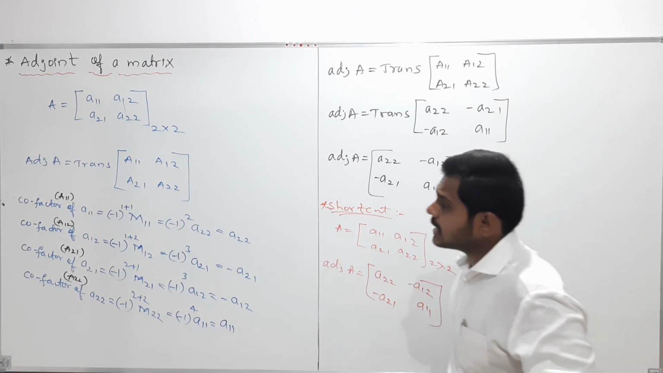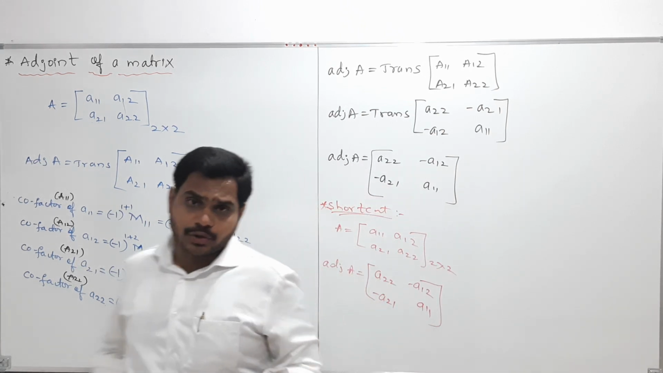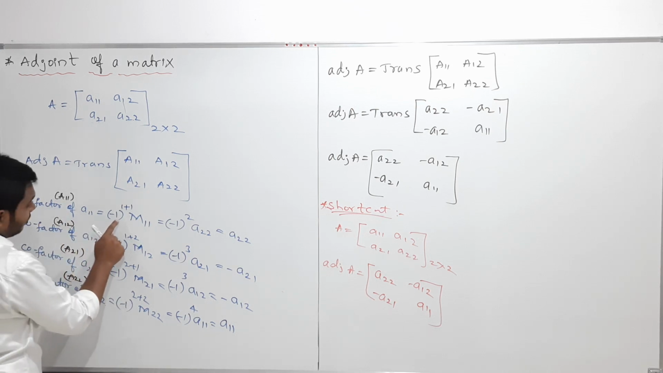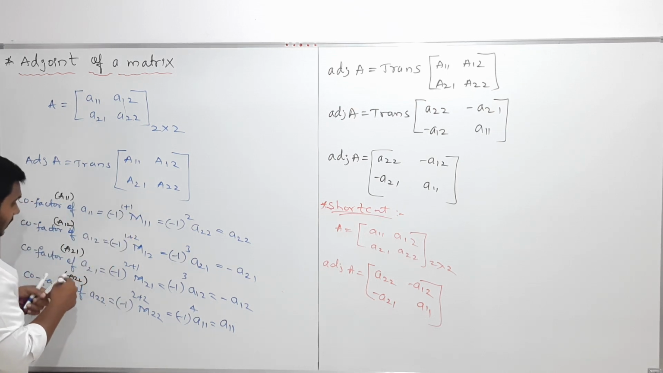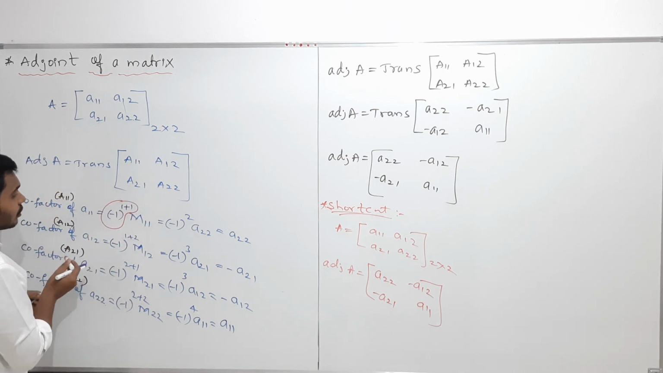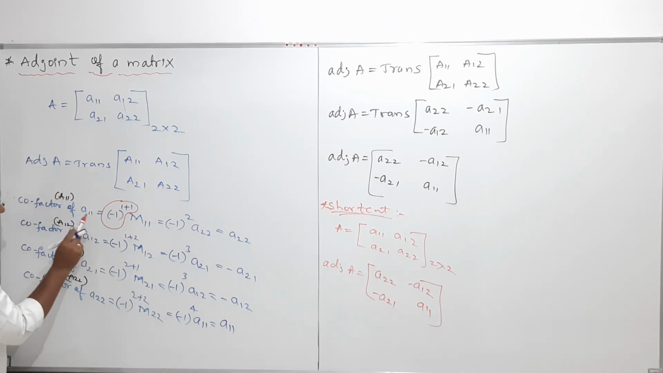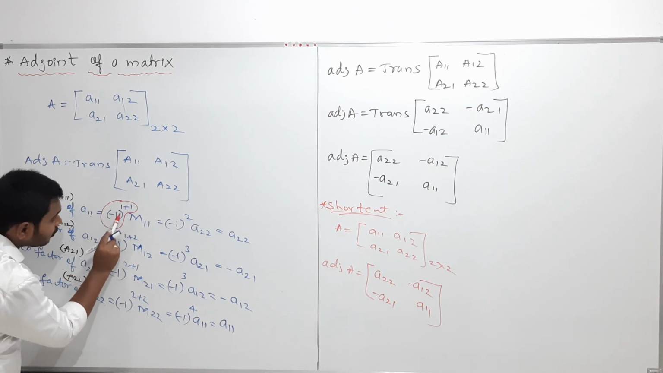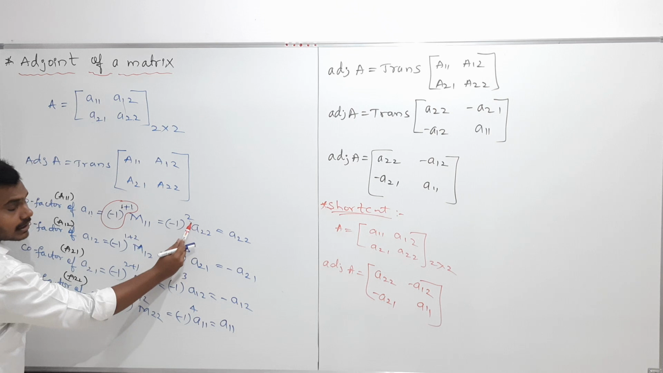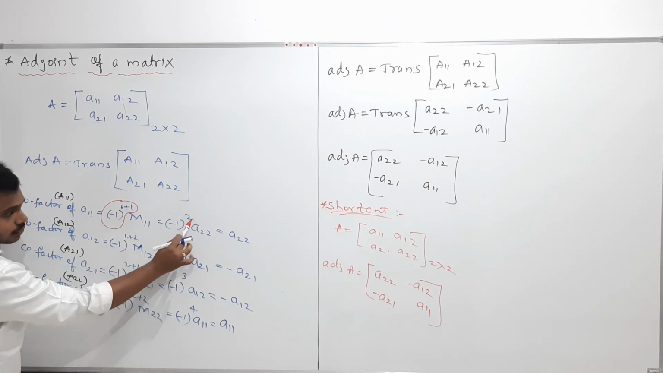So now my dear students, every time I told you, I am not using this cofactor of A11, minus 1 whole to the power 1 concept, because we know it. What I am doing is, the cofactor of A11 is nothing but minus 1 whole to the power 1 plus 1. 1 plus 1 means what? It is nothing but 2.